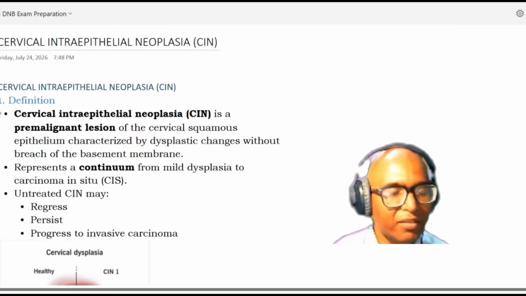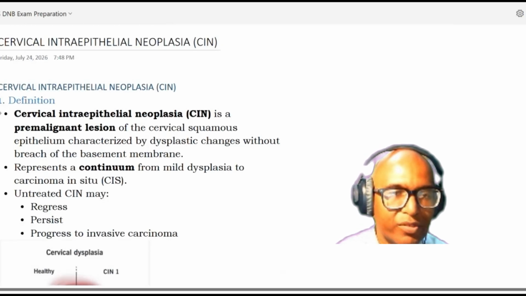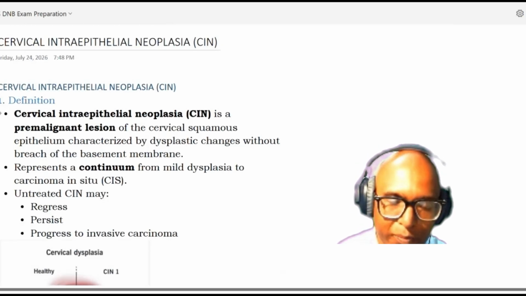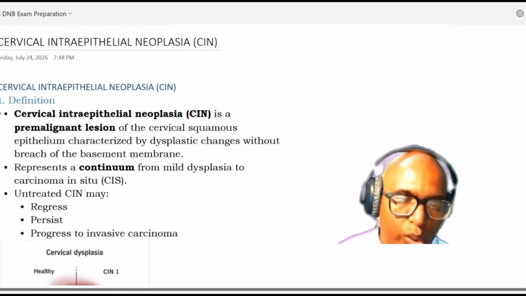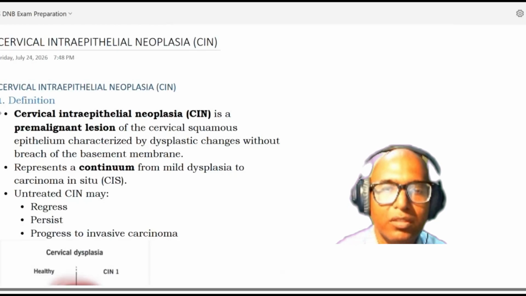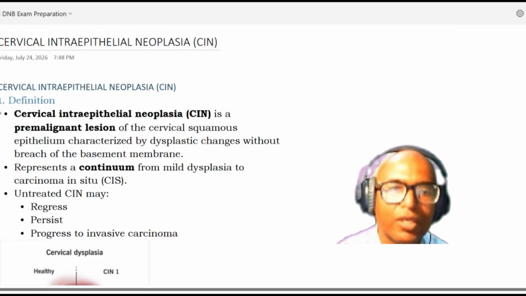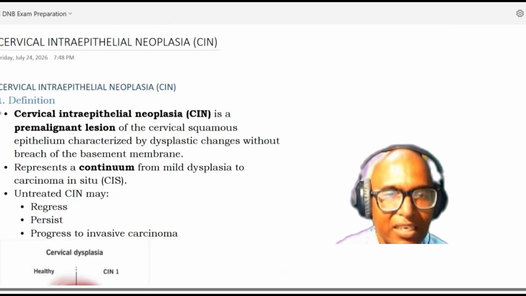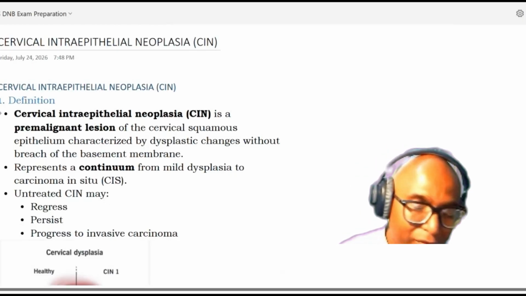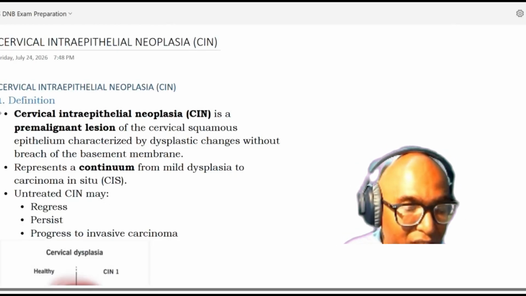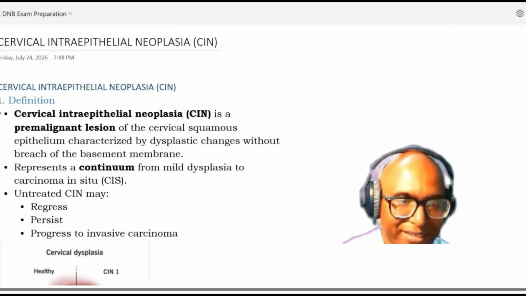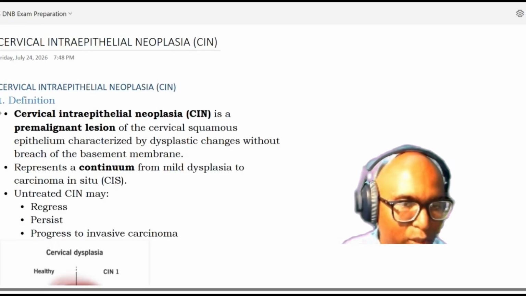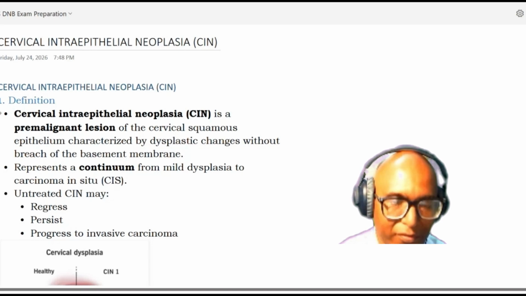The first topic, and a very important topic from the examination point of view, is cervical intraepithelial neoplasia. Most frequently, this topic is asked either as a short note or it may be part of a full question also. So what exactly is cervical intraepithelial neoplasia? Not only from the theory point of view, but in the practicals, this will come up during the discussion. So concepts are very important. Please listen to this talk carefully.